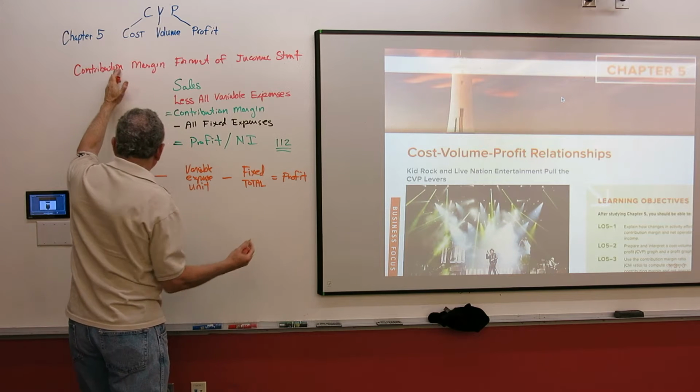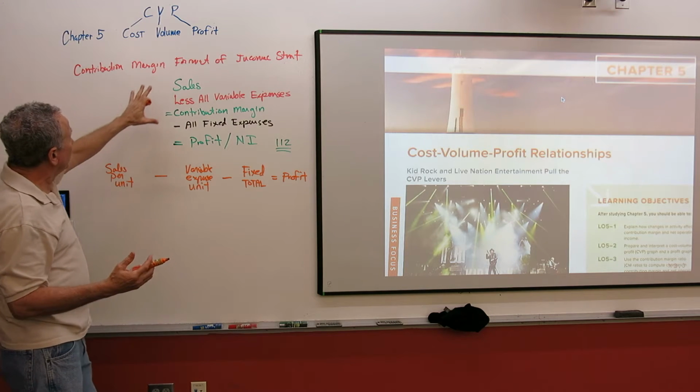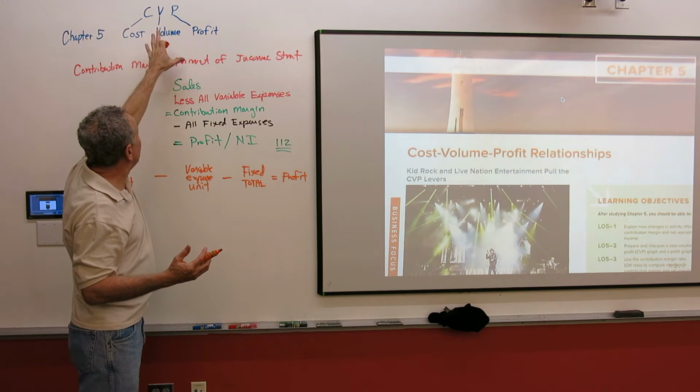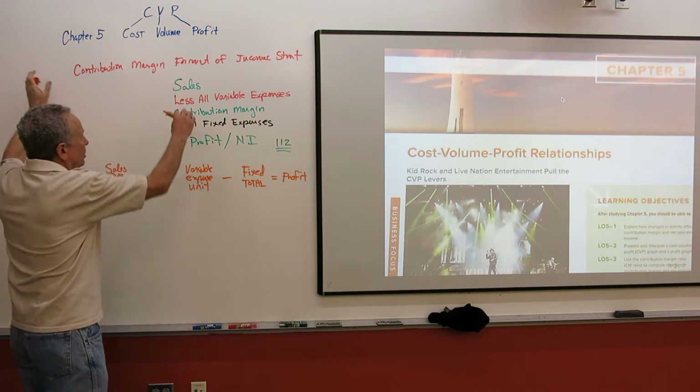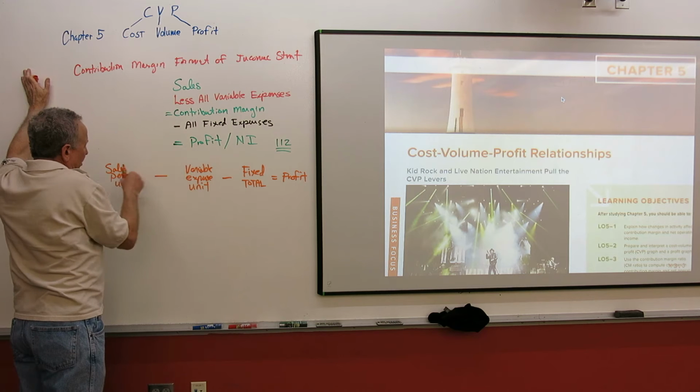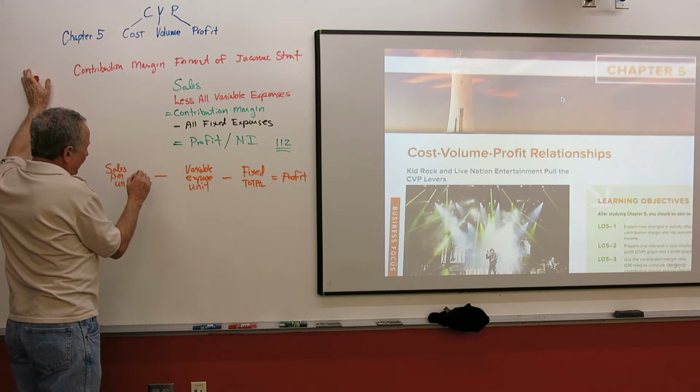Now again, your author introduces this and says you can solve many relationships. You can do a lot of analysis on CVP by using this equation. Do you see, this was vertical and I just turned it horizontal. There is one thing we need to add though.